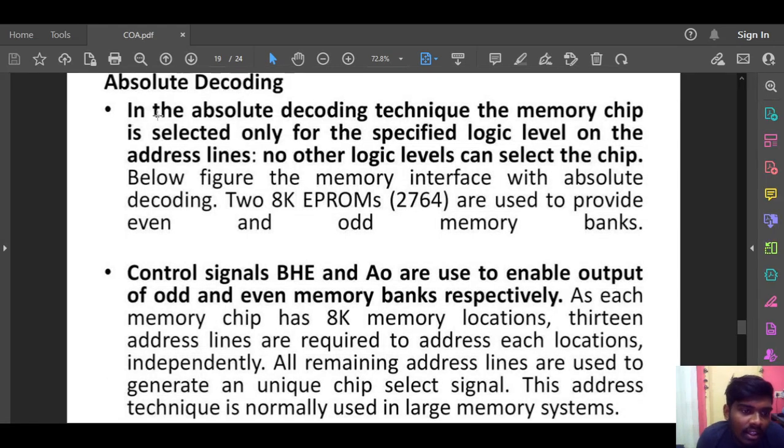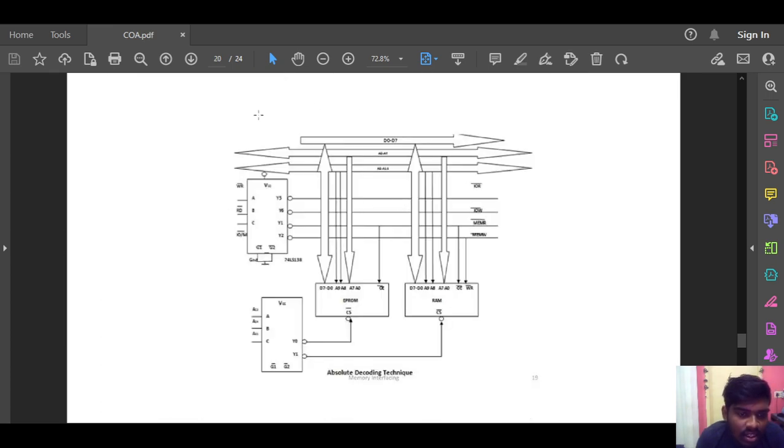Absolute decoding. In the absolute decoding technique, the memory chip is selected only for a specific logic level on the address lines. No other logic levels can select the chip. Below is the figure of memory interface with absolute decoding. Two 8K EPROMs, 2764s, are used to provide even and odd memory banks. And this is the diagram of the absolute decoding technique.